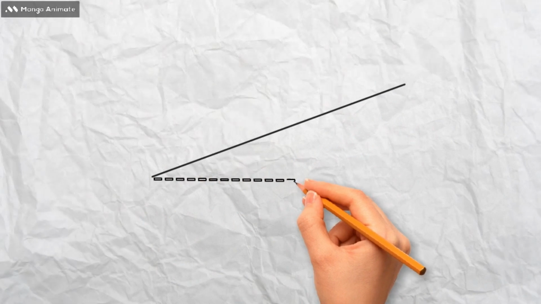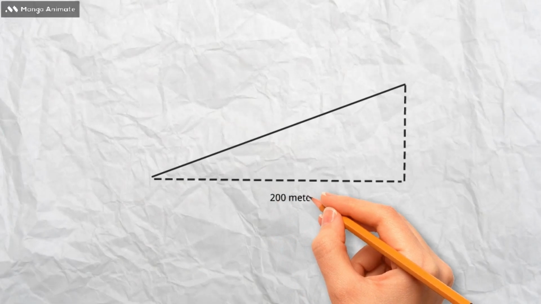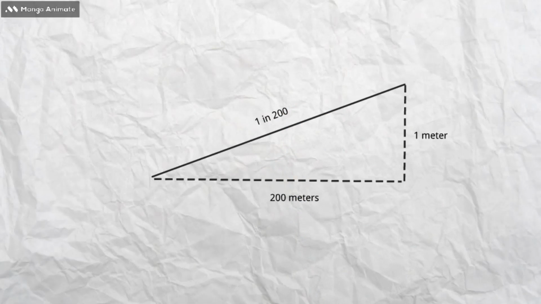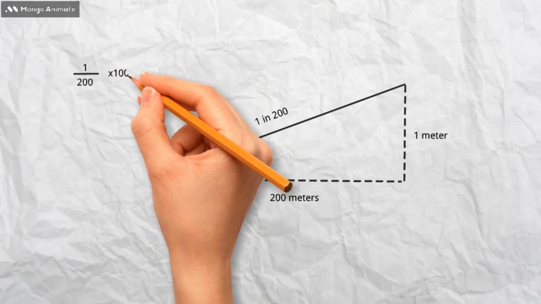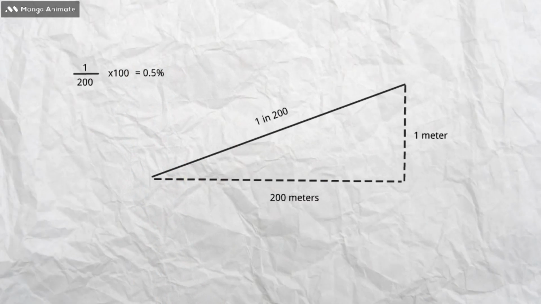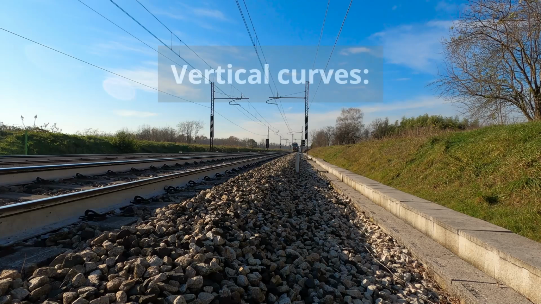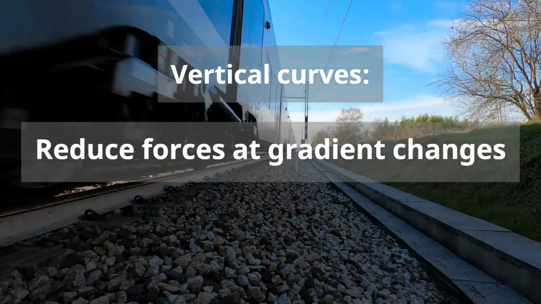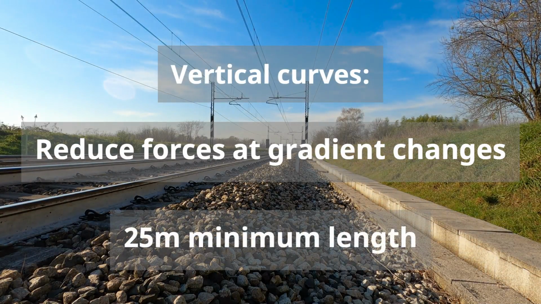The gradients of the straights are expressed as 1 in, or as a percentage. The 1 in refers to how far you have to travel to rise or fall 1 meter. The percentage change is another way of expressing this. The vertical curves between the constant gradients are designed to reduce the changes in gravitational force acting on the train when moving from one gradient to another. They should be 25 meters or more in length.